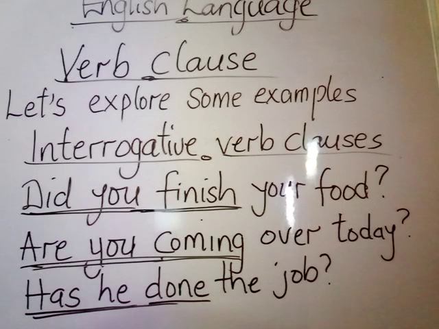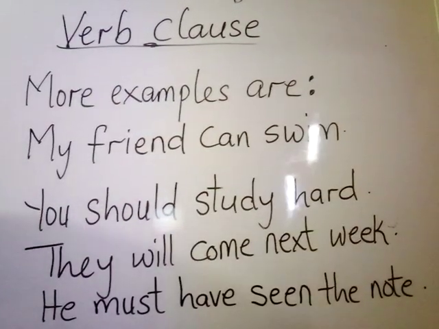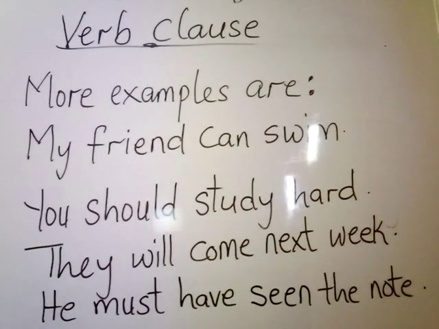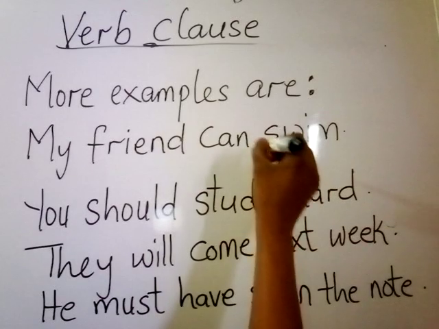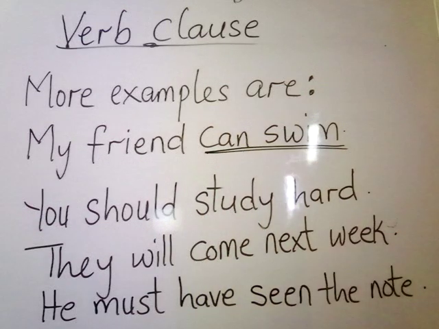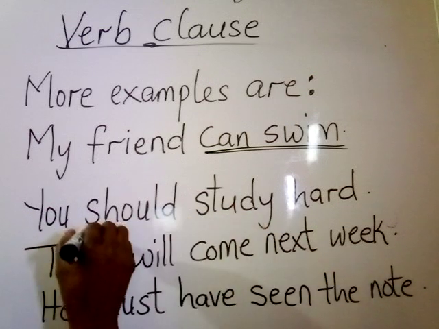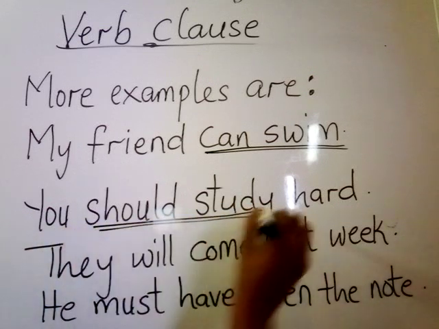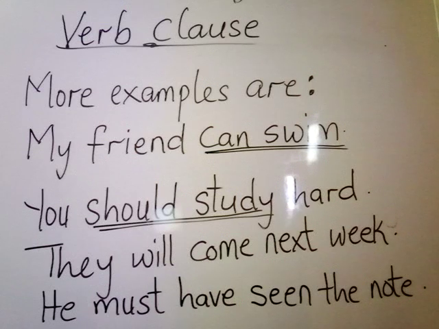So we're just going to take a few more examples and that will be it. My friend can swim. Swim is the main verb and can is the auxiliary verb. So together they form the verb clause. Can swim. You should study hard. Here, study is the main verb and should is the helping verb. So together, should and study form the verb clause.